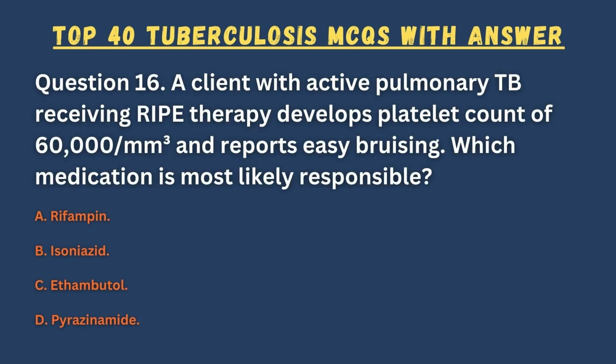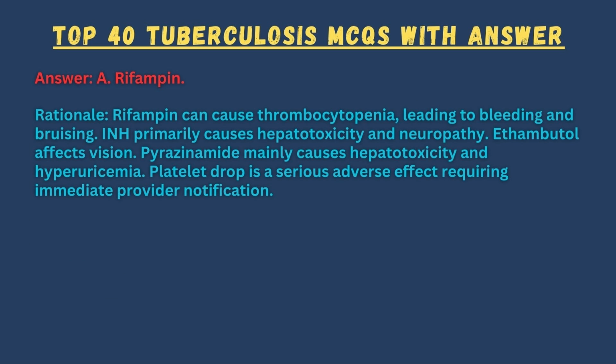Question 16. A client with active pulmonary TB receiving RIPE therapy develops a platelet count of 60,000 per cubic millimeter and reports easy bruising. Which medication is most likely responsible? A. Rifampin. B. Isoniazid. C. Ethambutol. D. Pyrazinamide. Answer: A. Rifampin. Rationale: rifampin can cause thrombocytopenia leading to bleeding and bruising. INH primarily causes hepatotoxicity and neuropathy. Ethambutol affects vision. Pyrazinamide mainly causes hepatotoxicity and hyperuricemia. Platelet drop is a serious adverse effect, requiring immediate provider notification.